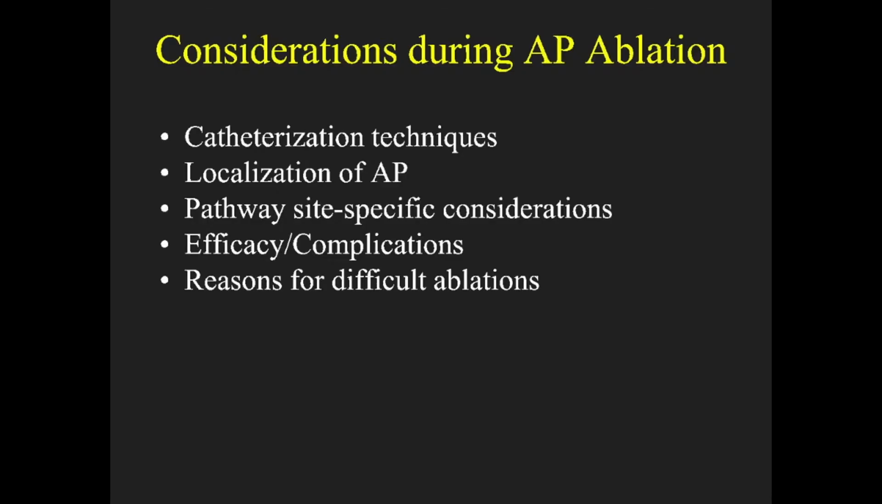Considerations are the catheterization techniques. We talked about that a little bit. Finding the pathway is really what we spend most of the time on. And in terms of avoiding complications, there are obviously pathway-specific considerations. Then there's the balance of efficacy and complications with RF delivery and energy titration. And then what are the reasons for difficult ablations?